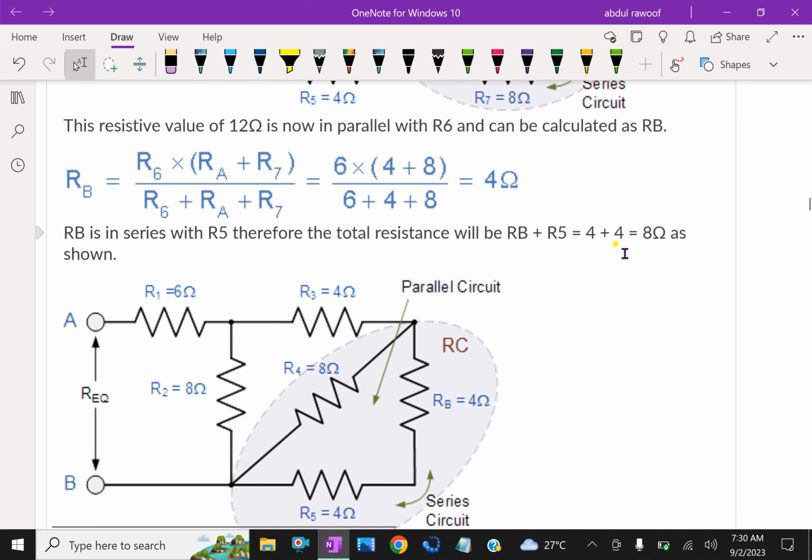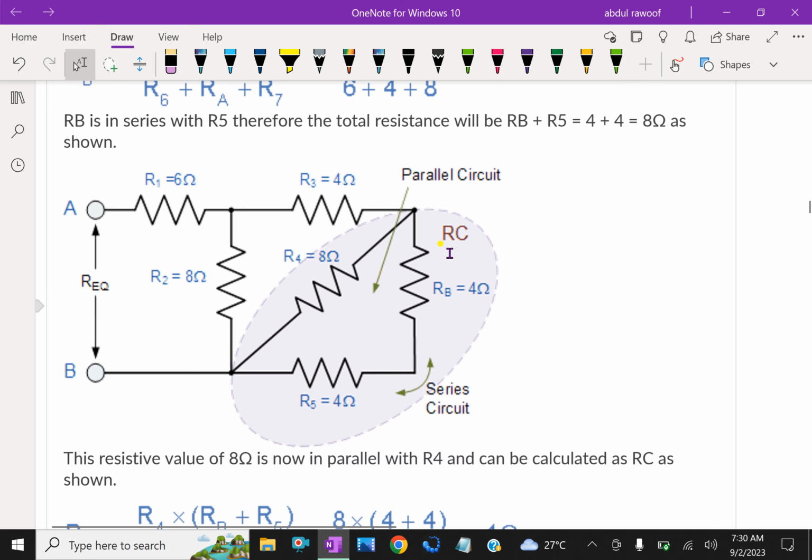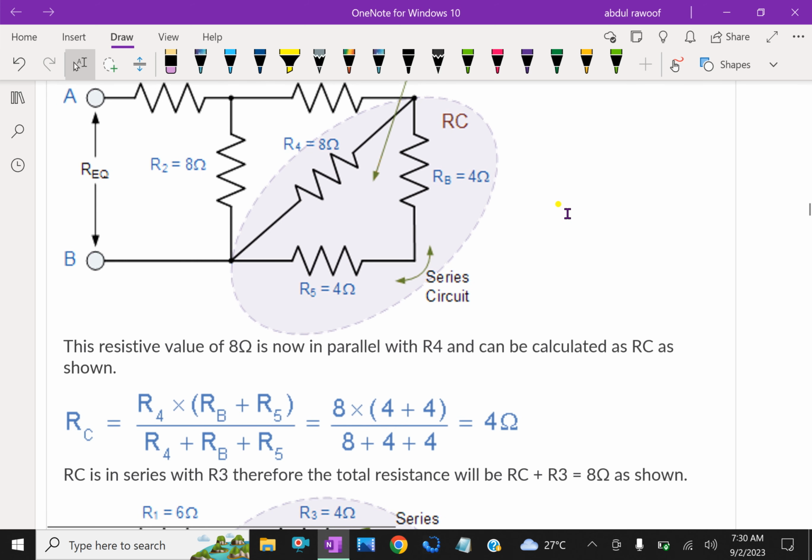Now this circuit is further reduced. This R8 and R5 are in series resistance. That series combined resistance is in parallel with this R8. So consider RC equal to R4 into RB plus R5. That is, RB and R5 are in series, and together they are in parallel with this one. So we have RC equal to R4 into RB plus R5 over R4 plus RB plus R5. So this also becomes 4 ohm.